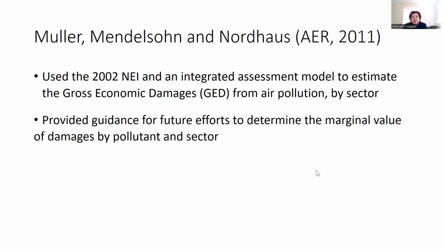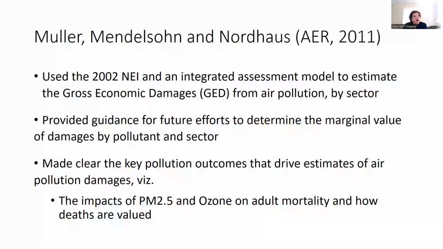I think it's fair to say that this provided guidance, especially to economists, to mainstream economists, for future efforts to determine the marginal value of damages by pollutant and sector. Importantly, this article made it clear what the key pollution outcomes are that drive the monetary estimates of air pollution damages, and that's true to this day. What drives them are the impacts of fine particles and ozone on adult mortality, and also how you value the premature mortality associated with these pollutants.